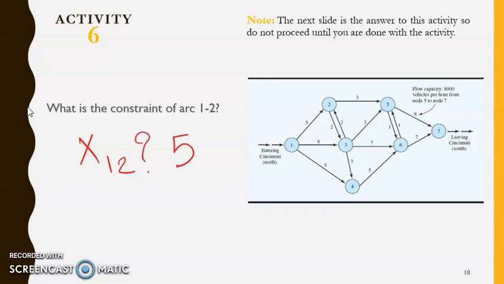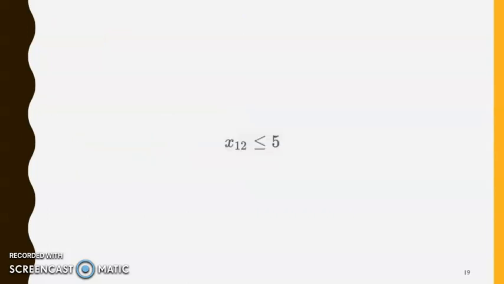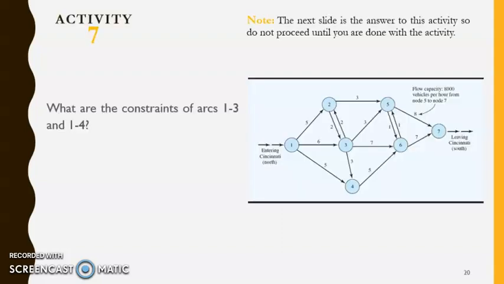Pause the video, think about it before you check the answer on the next slide. Okay, x12 equal or smaller than 5. It means that you cannot make x12 6, 7, 8 because the capacity of the road is 5. So the load that you put over it must be equal or smaller than 5.